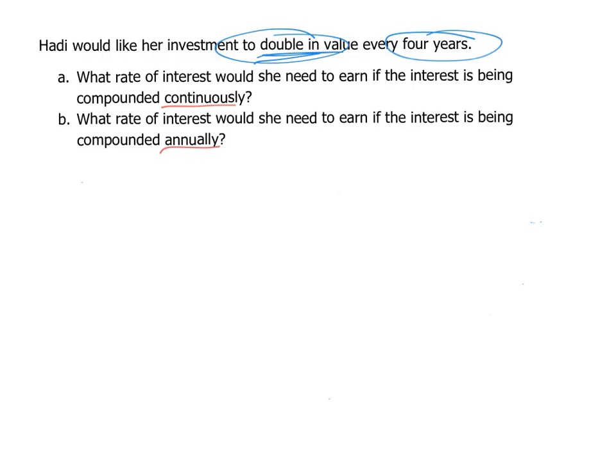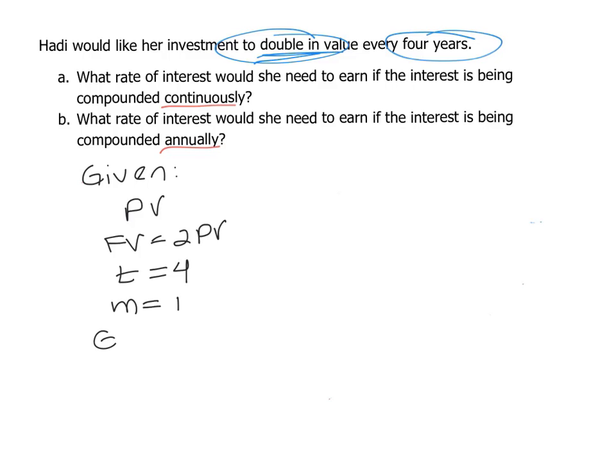So let's write down the information that we know. Once again, whatever we start out with, our future value is going to be twice our present value. My time is 4 years, but this time it's compounded annually, so my m is 1 and my goal is my r. Since we're looking at annually, we're going to use regular compound interest. So we're using future value equals present value times (1 plus r divided by m) to the mt.